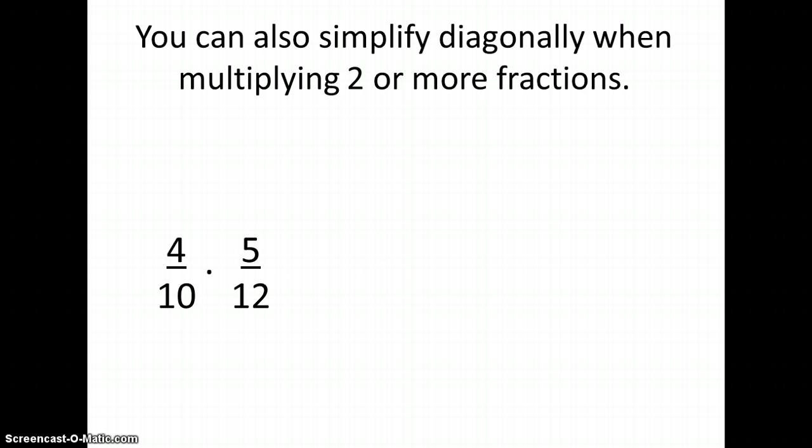I can simplify diagonally. So for example, in this problem, I can see that 10 and 5, a number in the denominator and a number in the numerator, have a common factor of 5. So 10 divided by 5 is 2, and 5 divided by 5 is 1. I can also see that 4 and 12 have a common factor of 4. 4 divided by 4 is 1, 12 divided by 4 is 3. So now I can multiply 1/2 times 1/3. And again, I multiply my numerators, then I multiply my denominators, and I get 1/6.